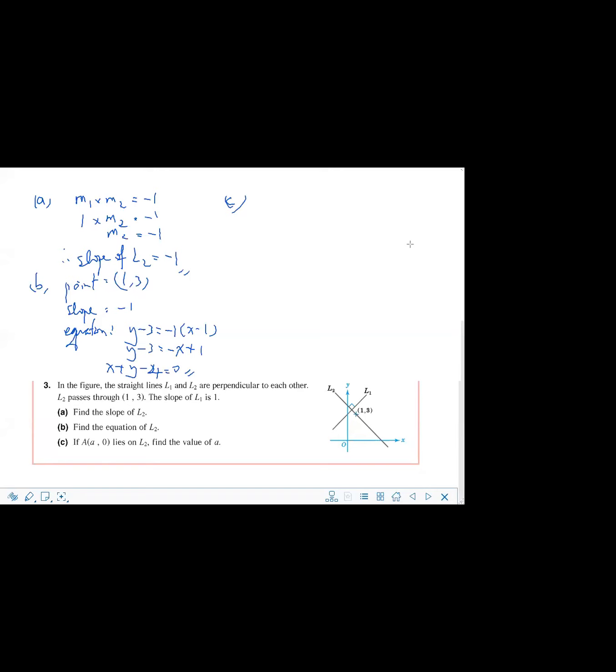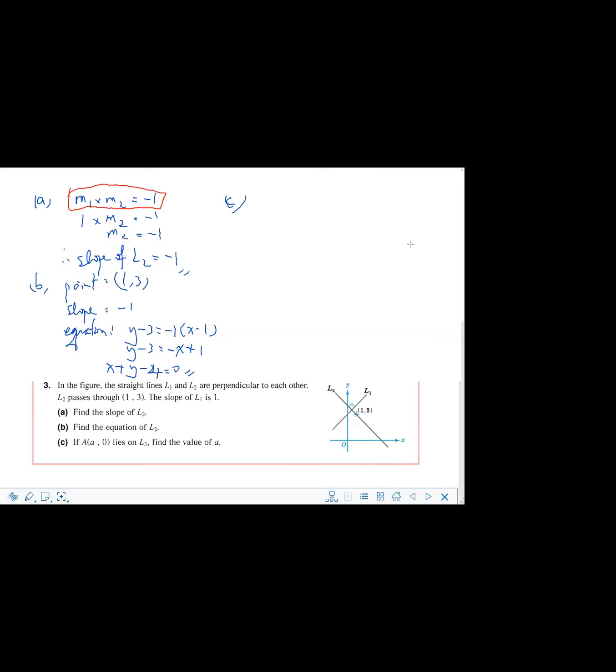Okay, question number 3. In the figure, the straight lines L1, L2 are perpendicular to each other. As you are doing the coordinates chapter, once you see two straight lines that are perpendicular to each other, you should immediately think of this: M1 times M2 is always equal to -1 if the two straight lines are perpendicular to each other. Okay, so the slope of L1 is given to be 1, and then 1 times M2 should be -1, which means that the slope of L2 should be -1. Okay, that is the answer of part A.